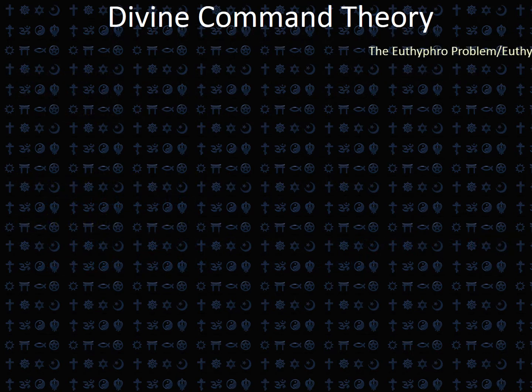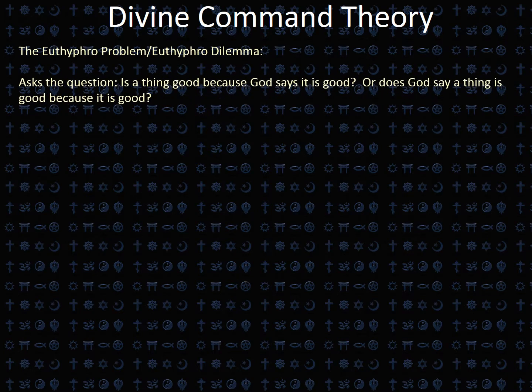What has become known as the Euthyphro problem or Euthyphro dilemma asks the question: is a thing good because God says it is good, or does God say a thing is good because it is good? Either way the defender answers the question, it presents her with a problem. This is why it is called a dilemma. Both options turn out badly.